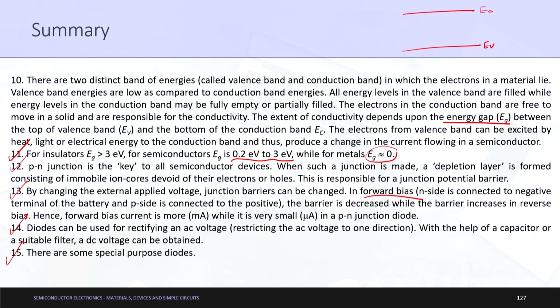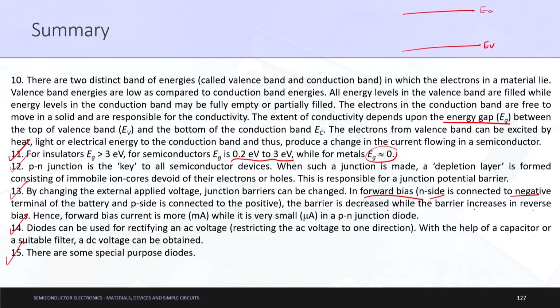We understood the forward bias. What does forward bias mean? The N side is connected to the negative and the P side is connected to the positive of the battery. The barrier is decreased, while the barrier increases in reverse bias. Reverse bias is basically when the P side is connected to the negative terminal. Hence, forward bias current is more, in milliamperes, and reverse bias current is very small in a PN junction diode.